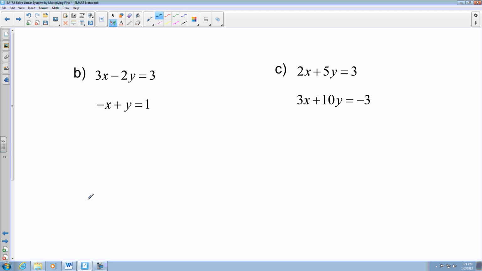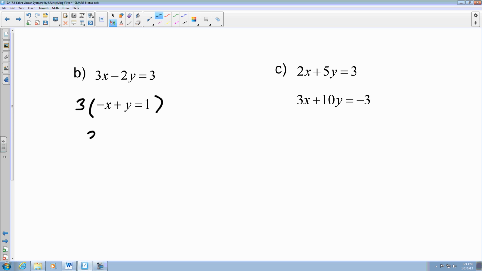If I look at B, I have 3x minus 2y equals 3, and negative x plus y equals 1. So I could eliminate either the x or the y in this case. It just matters on which one you want to multiply. So I guess for this case, I'm going to eliminate my x. So that means I'm going to multiply my bottom one by 3.